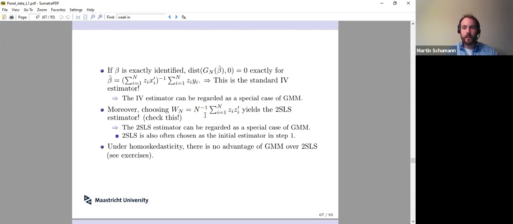Another remark, which is part of the exercise, not for this week, but probably for the week after, is that GMM is optimal, and because 2SLS is a special case of GMM, that means that there are likely situations in which GMM is better than 2SLS. However, if your error terms are homoscedastic, meaning that the variance of the U does not depend on the level of X, then it turns out that there is no advantage of GMM over 2SLS.